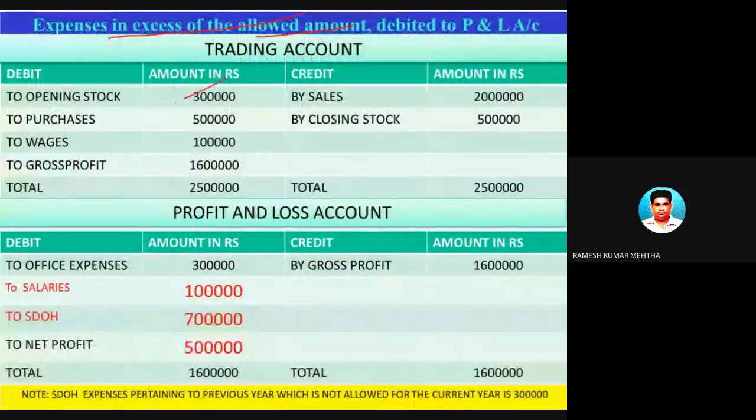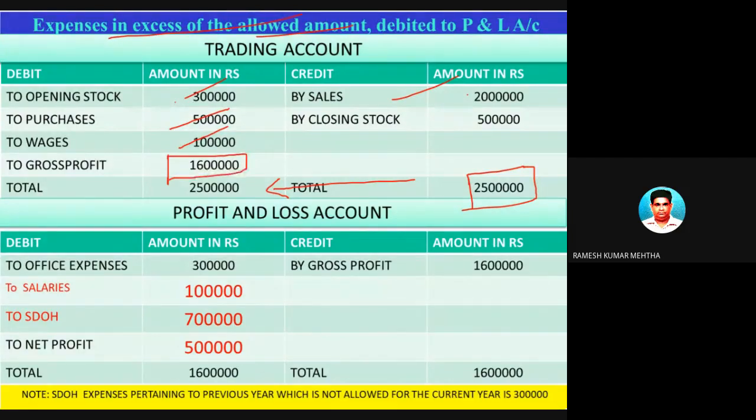The opening stock is 3 lakh rupees, purchases are 5 lakhs, wages is 1 lakh, sales is 20 lakhs, and closing stock is 5 lakh rupees. The total on the credit side is 25 lakh rupees. Carry this to the other side, and you will get a gross profit of 16 lakhs. Brought down gross profit to profit and loss account from trading account is 16 lakhs. So the 16 lakhs is carried on the other side.